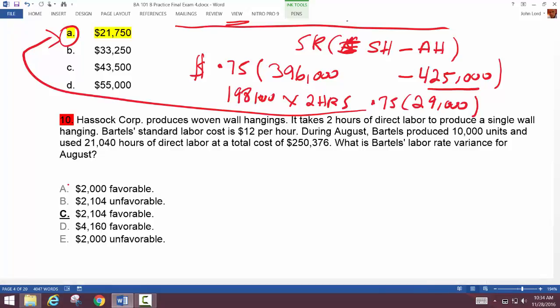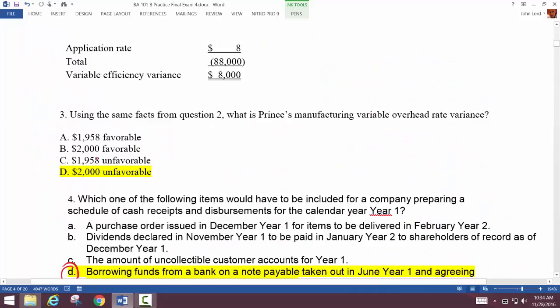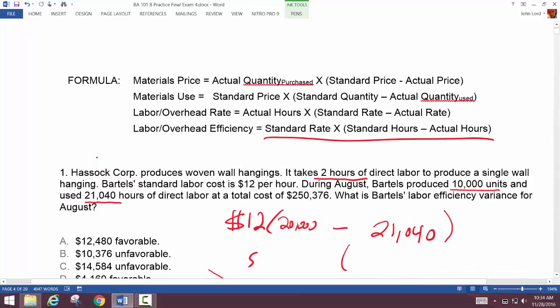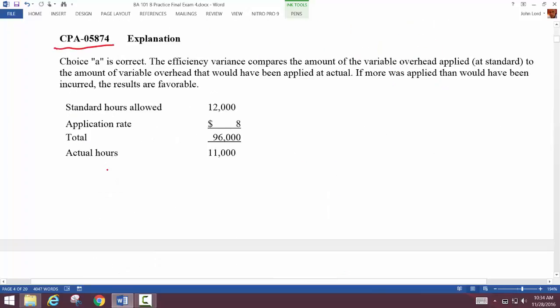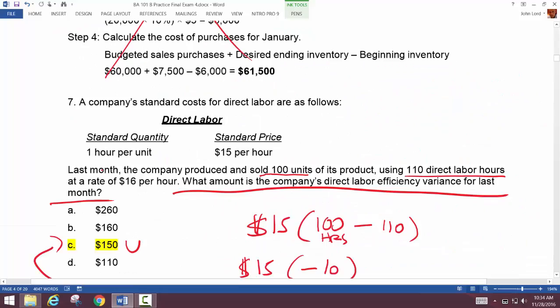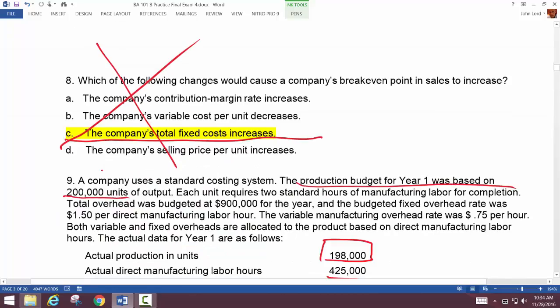Okay, good. Let's take a look at this one. Is this the woven wall hangings again? Is this the same one? Labor rate variance. Wasn't this the first one we did, or did we do something else up there? Oh, that was efficiency variance. Okay, so we're doing the same facts, but now we're doing rate instead of efficiency.